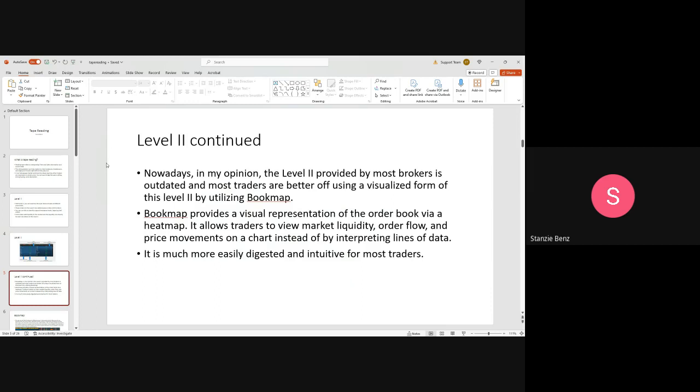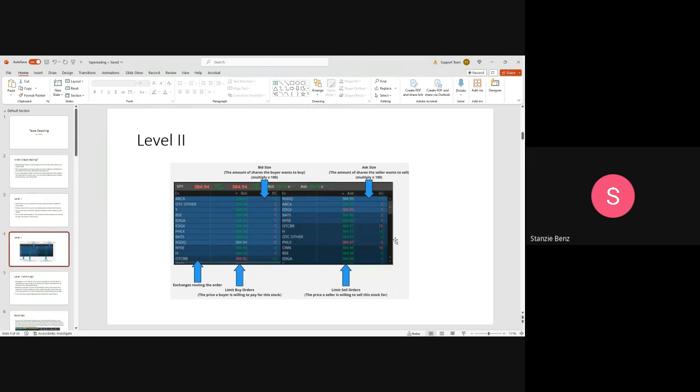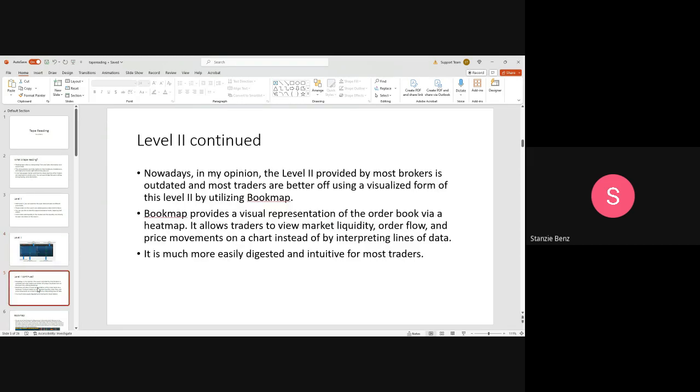Nowadays, in my opinion, the level 2 provided by most brokers is outdated. Level 2 originated a while ago, and it used to be utilized a lot. It's just become outdated since the introduction of Bookmap, which is a visualized form of level 2. This visual representation of the order book is provided via a heat map. It allows traders to view market liquidity, order flow, and price movement on a chart instead of interpreting these lines of data. So here you have these lines of data. You can use it, but in my opinion, I would switch over to Bookmap. It's just much easier to use.